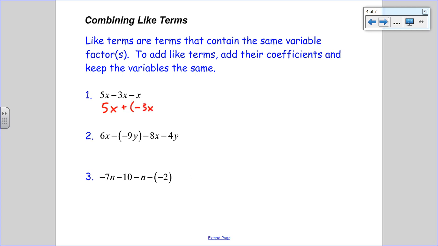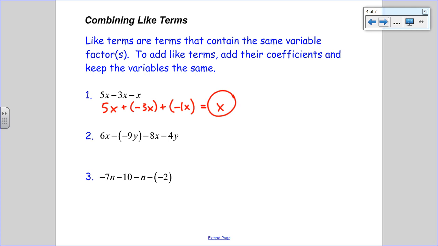plus negative 3x plus negative 1x. Remember that the coefficient when we have negative x would simply be negative 1. Now adding those coefficients, we have 5 plus negative 3 plus negative 1. That gives us a total of 1x. Let's look at problem number 2.